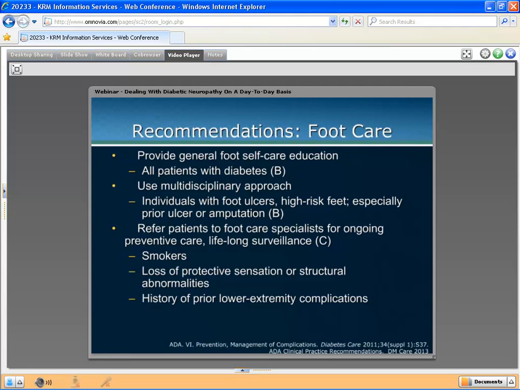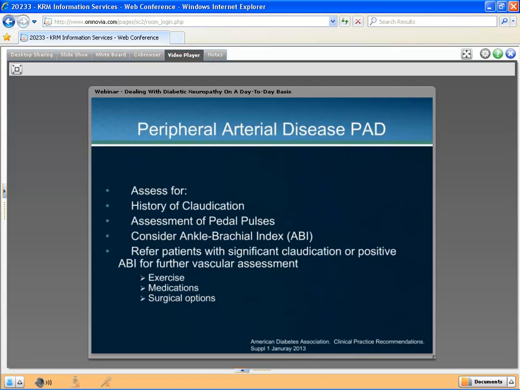We need to work with people to stop smoking, and we need to work with them on sensation, any structural abnormalities, help them with appropriate footwear and shoes that have been specifically fitted. Peripheral arterial disease is another area related to this. And here, again, of course, vascular issues are going to have a direct impact on the neuropathic issues. So patients need to be assessed for a history of claudication, pedal pulses, potentially ankle brachial index, and then if they have significant claudication, may be referred on to a specialist.